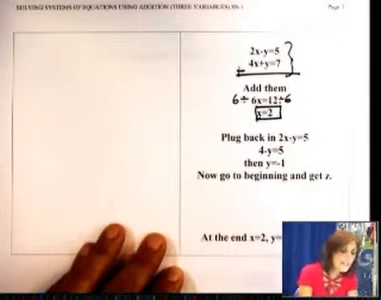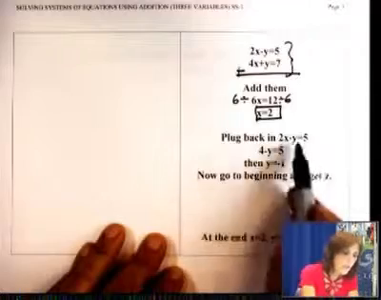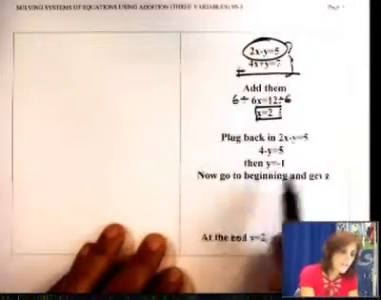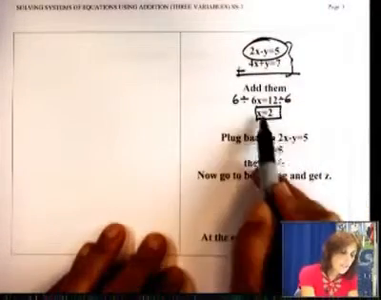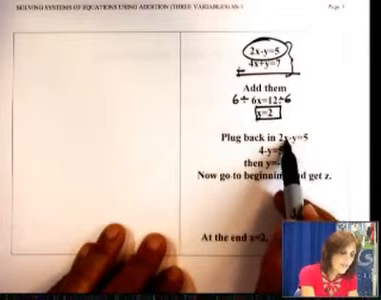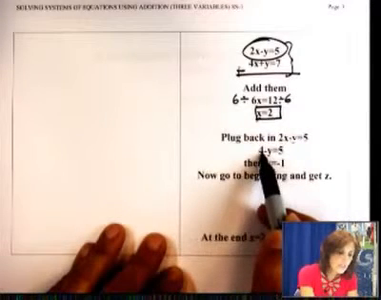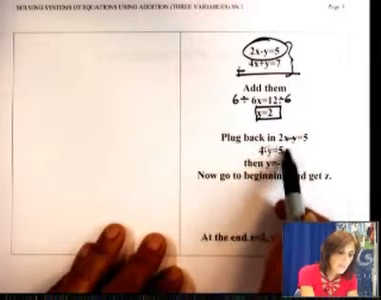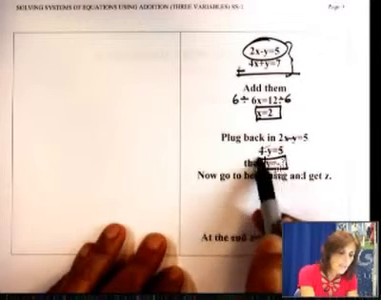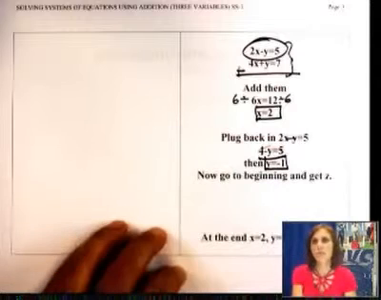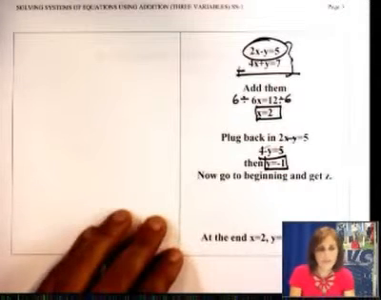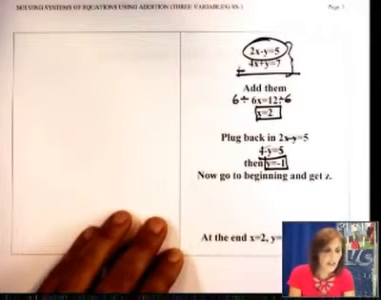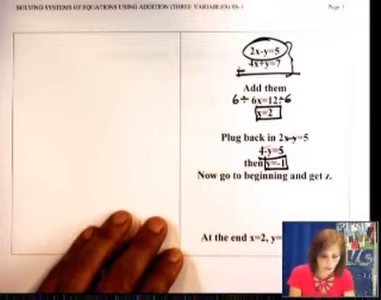Now you are going to back substitute. Remember, one of the equations was 2x minus y equals 5. So instead of x, I'm going to put 2. So that's going to give me 4 minus y equals 5. And then you move things around and you'll get y equals negative 1. So what did I do? Solve for 1 and then back substitute. Get the second one. Now I need to go to the very beginning.